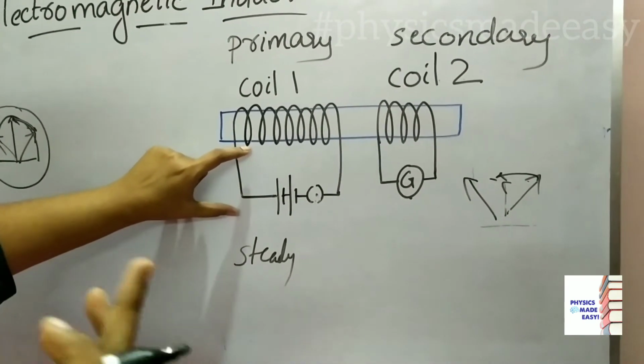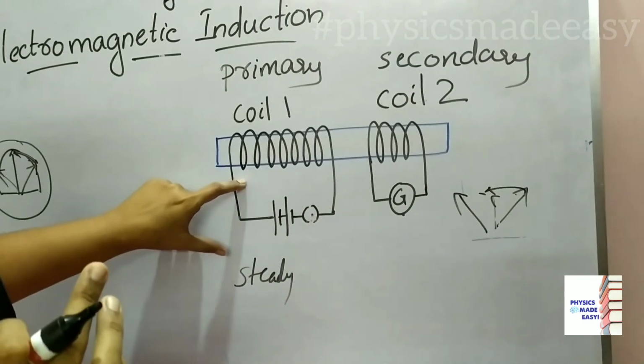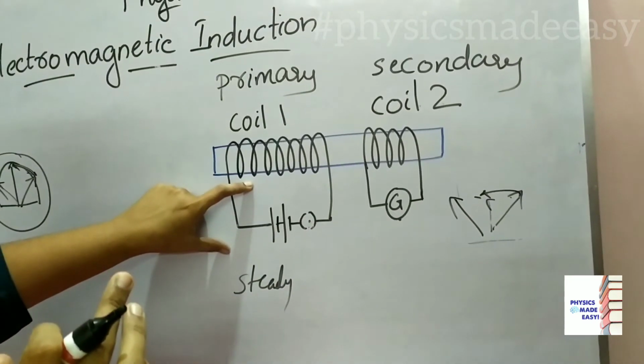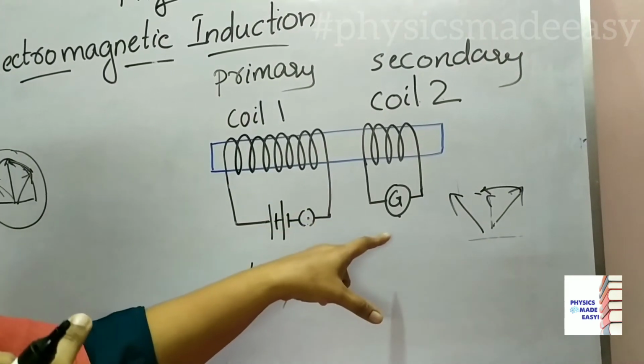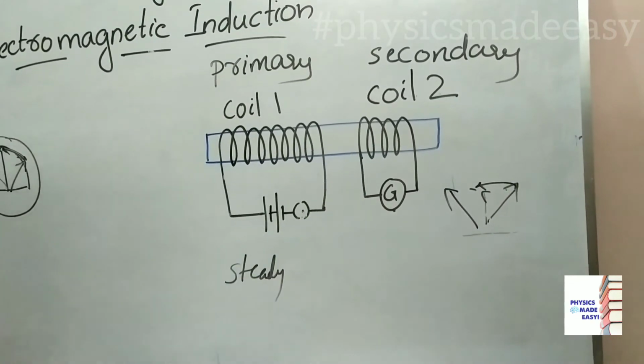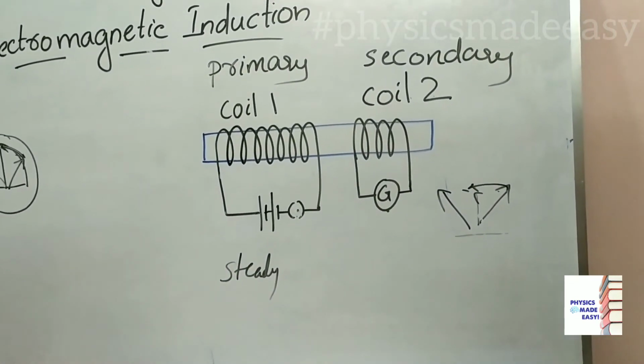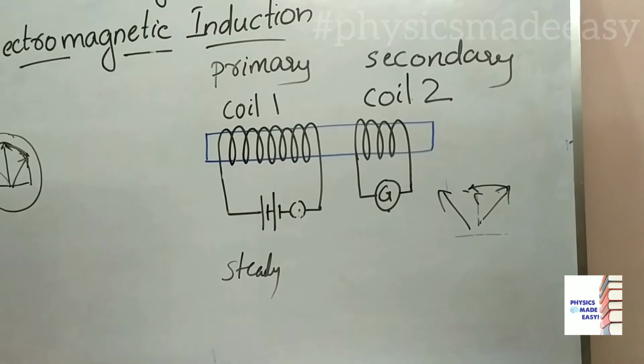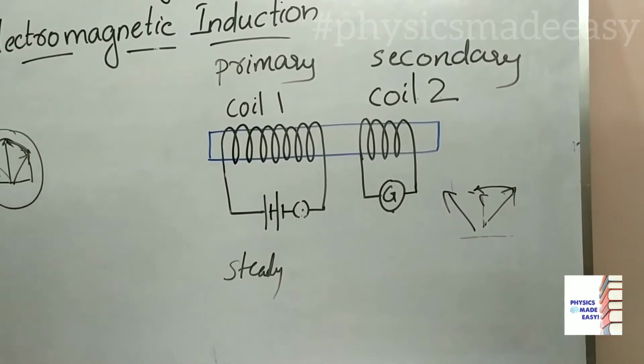Why is that? Due to the change in that current, what is happening? The magnetic field is changing here. Due to that, what is happening here? In that coil 2, a current is induced. We can call this phenomenon electromagnetic induction.